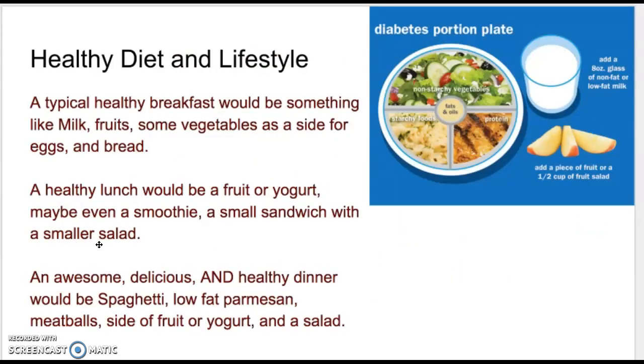A healthy diet would include milk, fruit, some vegetables as a side for eggs, and bread. A healthy lunch would include a fruit or yogurt, maybe even a smoothie, a small sandwich with an even smaller salad. A really nice dinner would include spaghetti, low-fat Parmesan cheese, meatballs, a side of fruit or yogurt, and a salad.